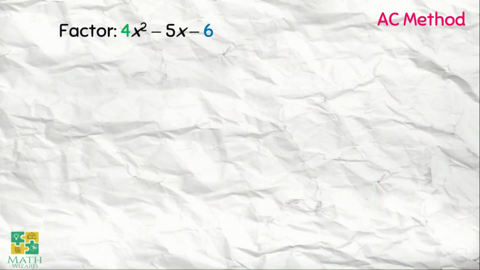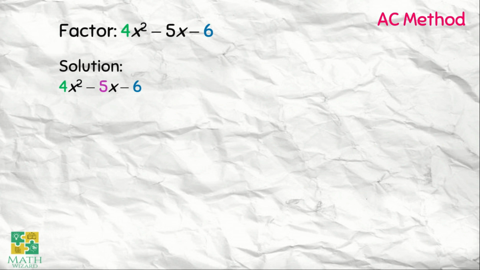4x squared minus 5x minus 6. Meron ng coefficient ang x squared. How are we going to factor that one? Okay, ang gagawin natin kapag meron ng coefficient si x squared, meaning kapag meron ng number si x squared aside from 1, gagamit tayo ng AC method. Ano yung AC method? Ganito siya.